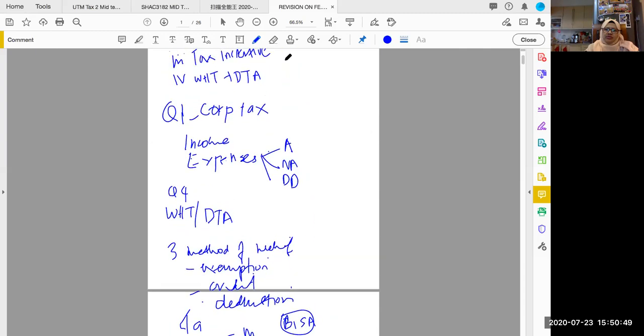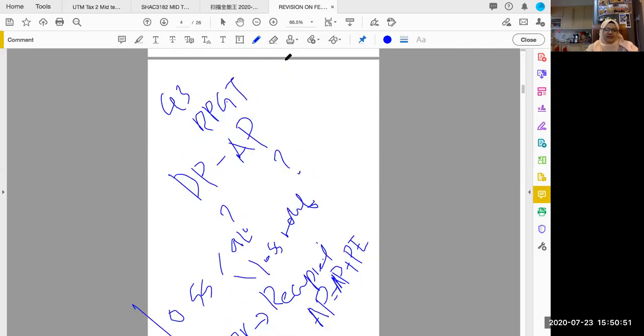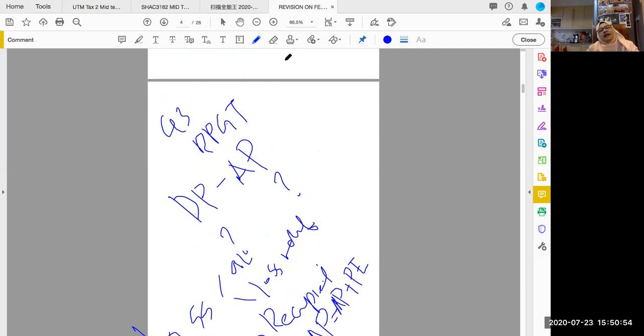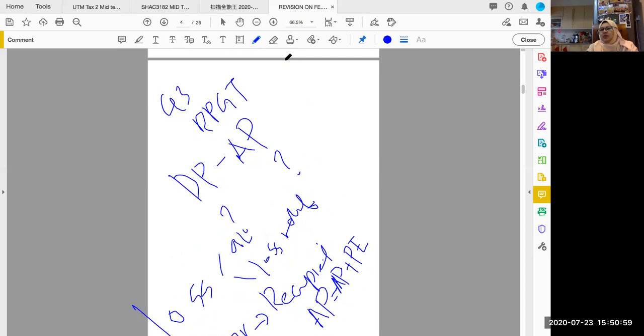Alright, before we go to RPGT, since I already mentioned RPGT. The concept is looking at your disposal price minus your acquisition price. You have a property, and in this case, remember, it's not under the Income Tax Act, it's under the RPGT Act. So we tax you on the disposal of your properties. If there is a gain, that's what we call RPGT, real property gains tax. Tax on the gain. So you have to compare your disposal price and your acquisition price.